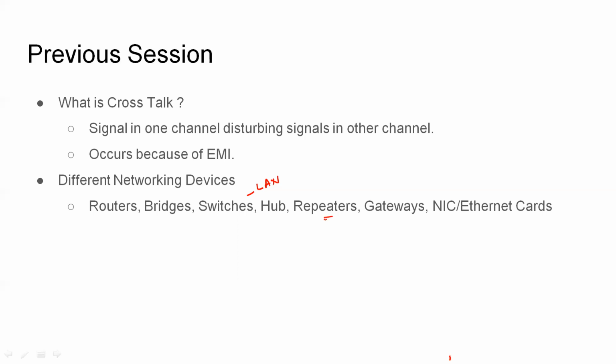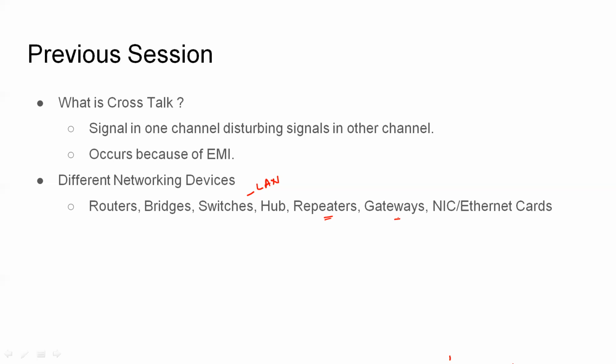Then we have seen repeaters. Repeaters are used when you're propagating signals over a longer geographical area, where there are chances that your signal may get weak after some time. So at regular distances, these repeaters have to be placed so that they receive the weak signal and regenerate the same signal. It becomes a strong signal, which can propagate for a further distance. And then we have seen gateways.